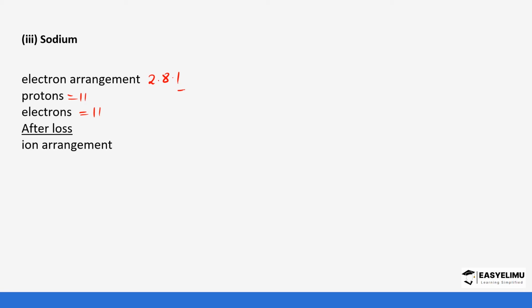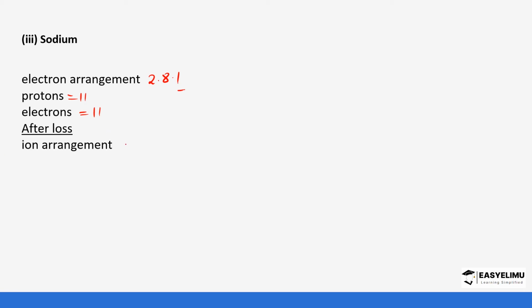So we'll do one more. Sodium, the electronic arrangement of sodium is 2.8.1. It has 11 protons and 11 electrons in its neutral state. It usually reacts by losing 1 electron.